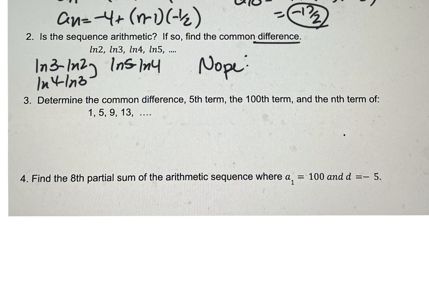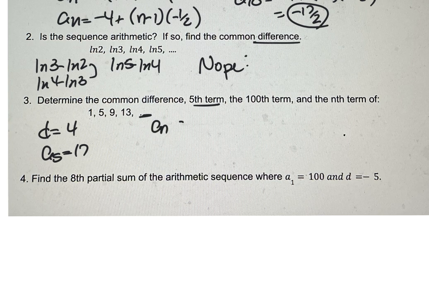Number 3, asks you for a few things. It says, what's the common difference? Well, the common difference you can tell by looking is 4. It asks you for the 5th term. The 5th term is the next term. Okay, they gave you the first 4. The 5th term is the next one. That's 17. They ask you for the 100th term and the nth term.